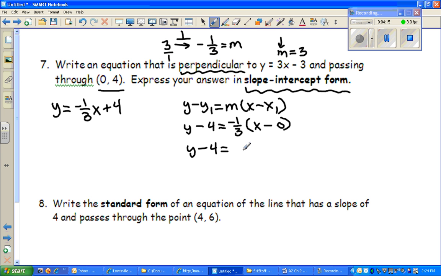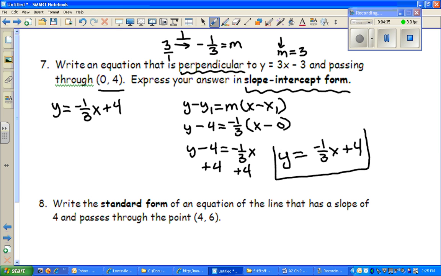To simplify, we distribute this -1/3. -1/3 times x is -1/3 x. -1/3 times 0 is 0, so nothing would be there. Then we would just add 4. So we would get y equals -1/3 x plus 4. So you could work this either way. It all depends on if they gave you the y-intercept, of course, in the equation, and if you recognize that that is the y-intercept. But this is the perpendicular line.